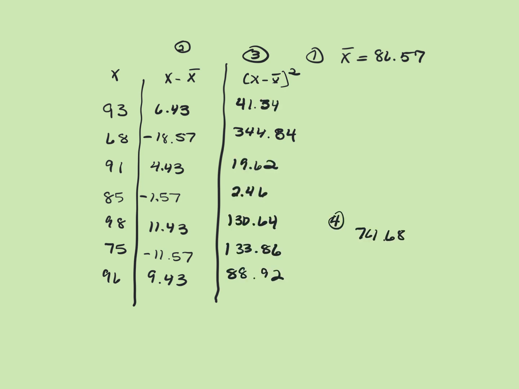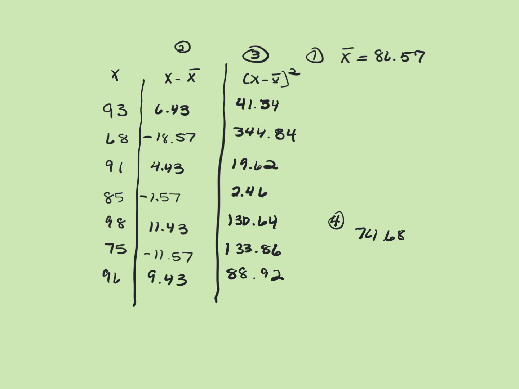All right, so I went ahead and filled in that chart. I also corrected that top value. When I squared that 6.43, I rounded it incorrectly, so 6.43 when we square it was 41.34. So I went ahead and squared all those values, and then notice step 4 I started because I needed to get my total.